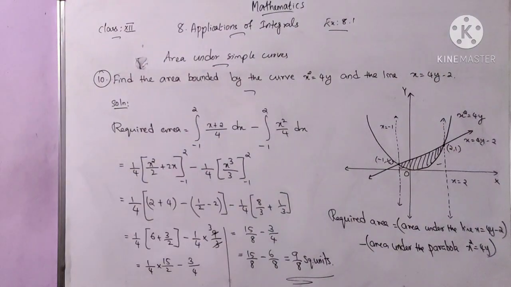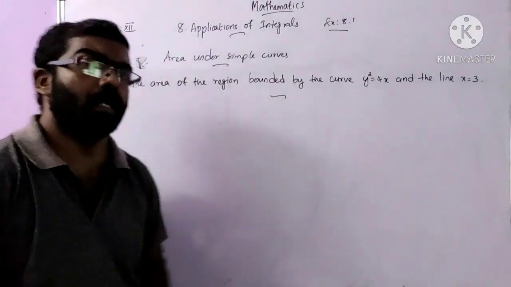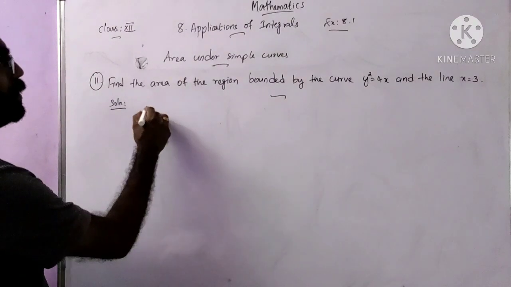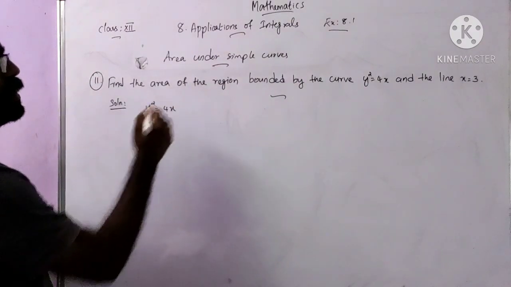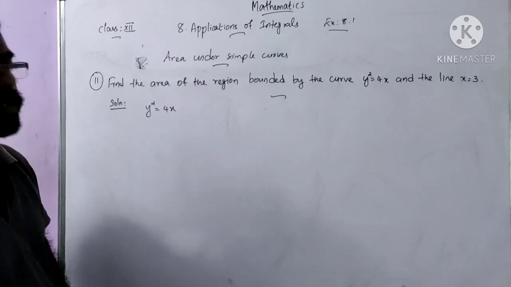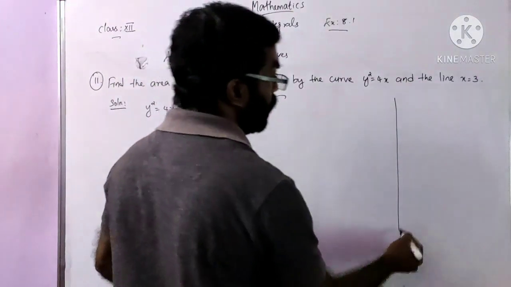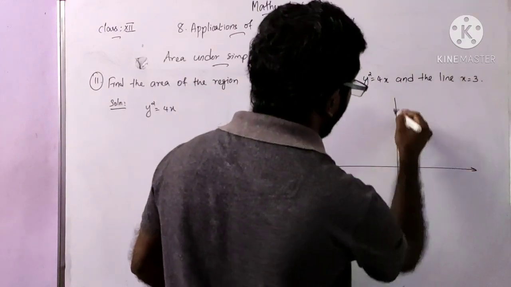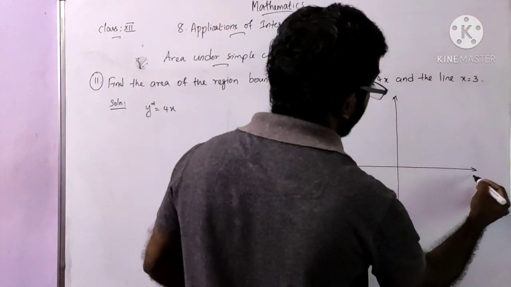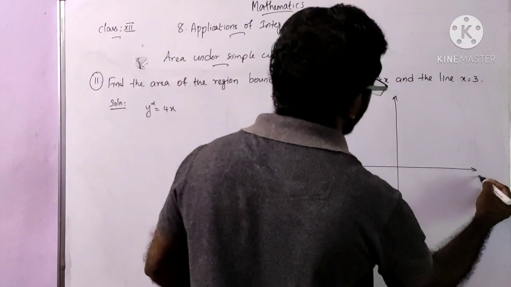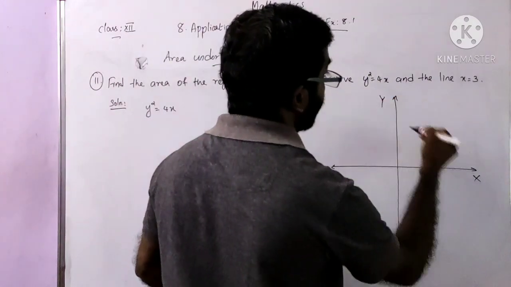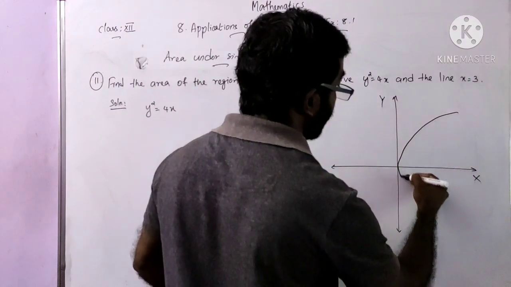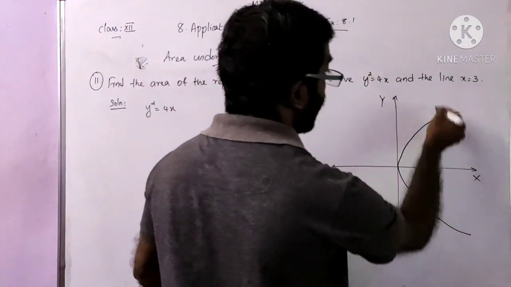Okay. Now we move on to question number 11. Find the area of the region bounded by the curve y square equal to 4x and the line x equal to 3. It's a simple question. So y square equal to 4x is a parabola which is symmetric about the x axis. Then x equal to 3.